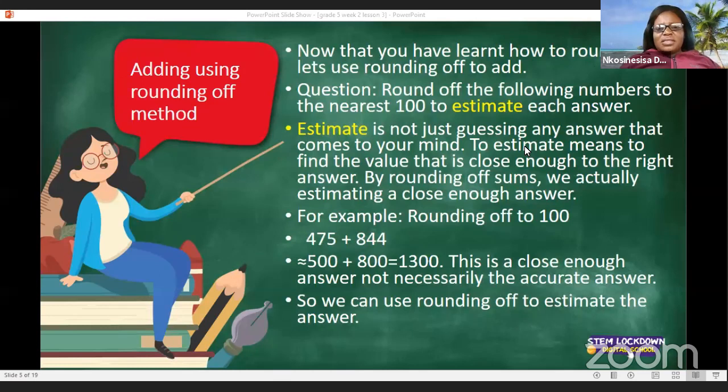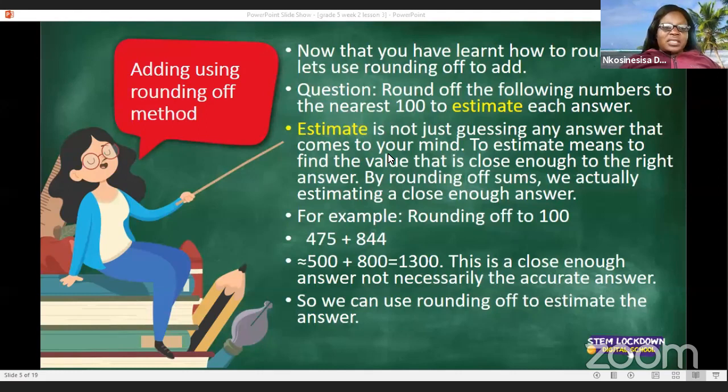Some of you think estimating is just guessing. That's not correct. In maths, estimating is not just guessing any answer that comes to your mind. To estimate means to find the value that is close enough to the right answer. So by rounding off sums, we're actually estimating a close enough answer. So estimating is not just guessing whatever comes to your mind.